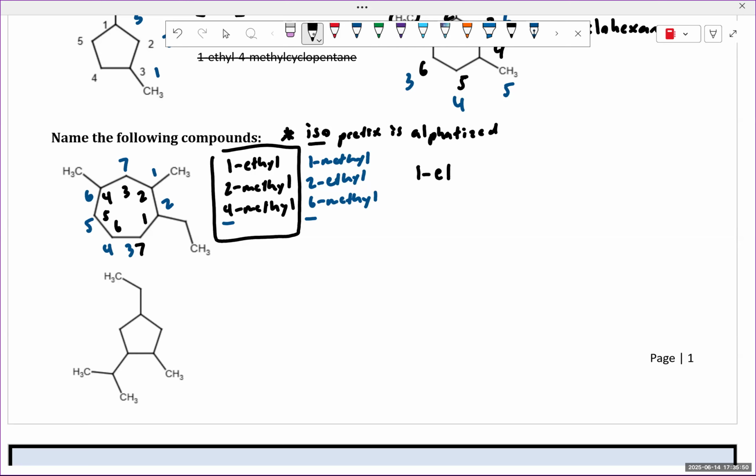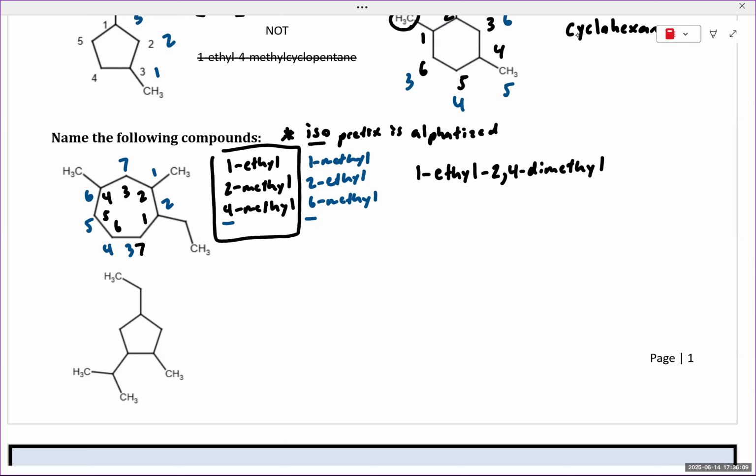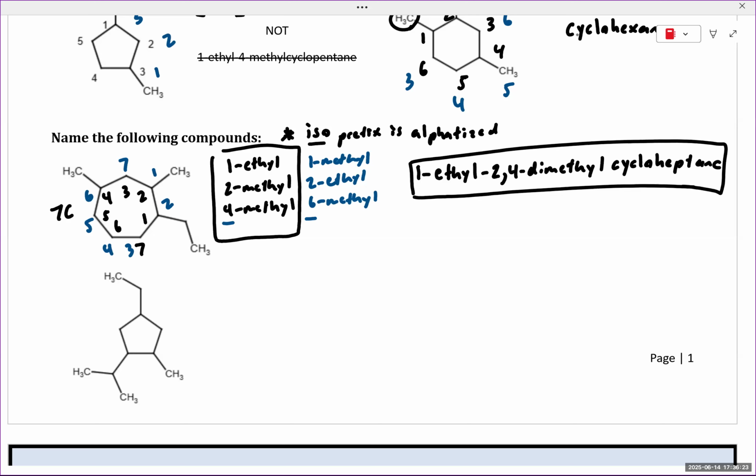So we'll name this as 1-ethyl. E is first alphabetically, so it goes first in the name, regardless of locant number. Next, we name this as 2,4-dimethyl. Remember, the di prefix is not included in alphabetization if we have multiples of the same substituent. Finally, this is a 7-carbon ring, so this would be cycloheptane. Looking at this next example, this group here is an isopropyl group.